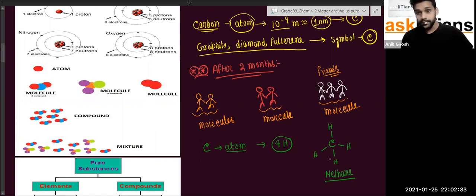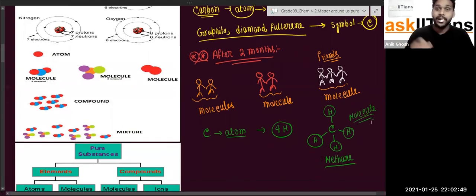Now, over here you can see there are 2 types of atoms. They are holding each other's hand. So this is called a molecule. Got my point? So when the atoms are reacting with other atoms, they are making molecules.